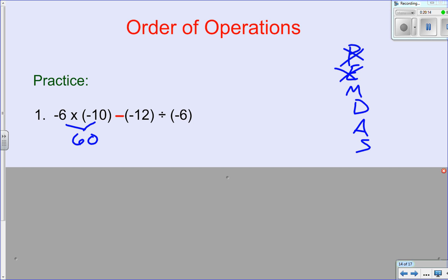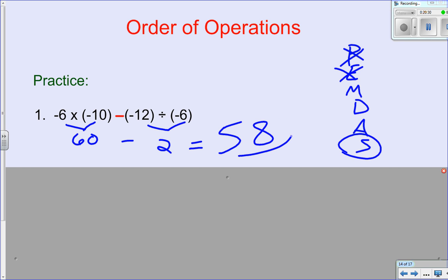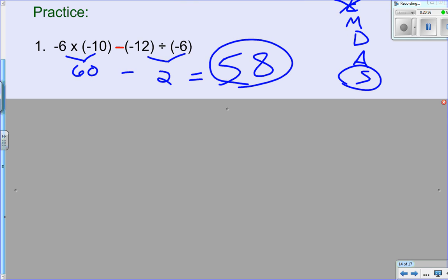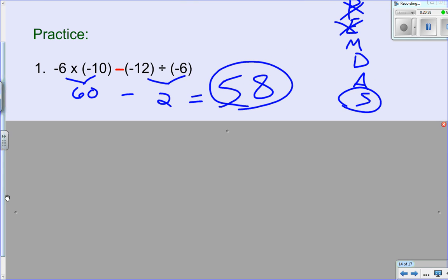Next is minus, but you'll notice minus or subtraction doesn't come till the very end, so we need to complete our division next. Negative 12 divided by negative 6 is 2. And then I bring my subtraction down. I can do my subtraction now. The only answer that is acceptable is 58. If you did it any other way, that means you did it out of order with PEMDAS, and it is incorrect.